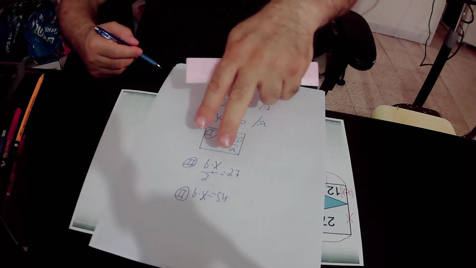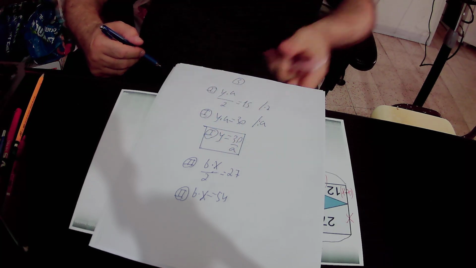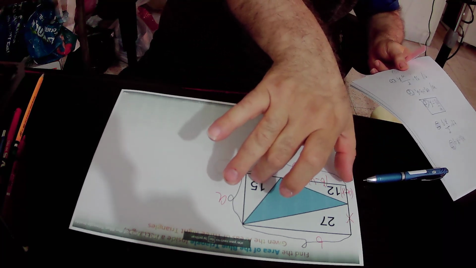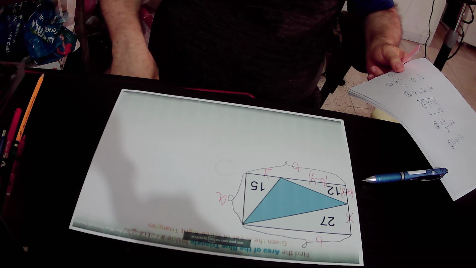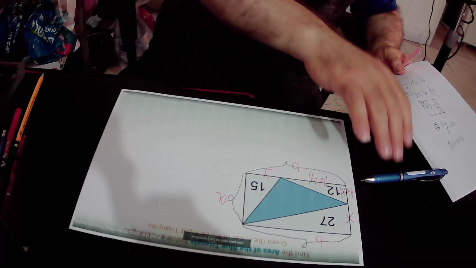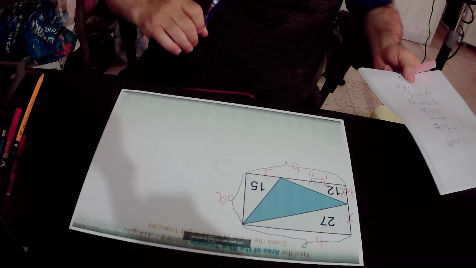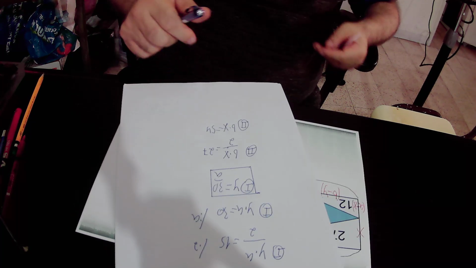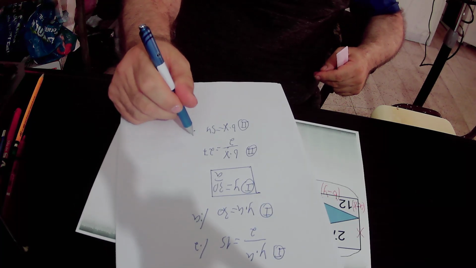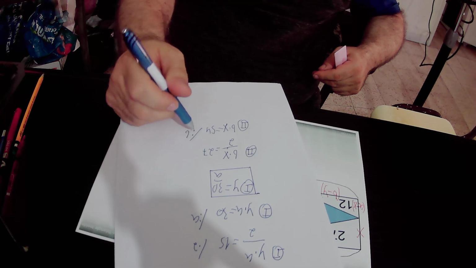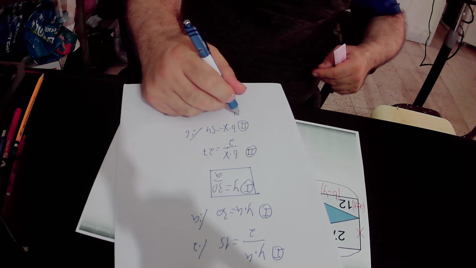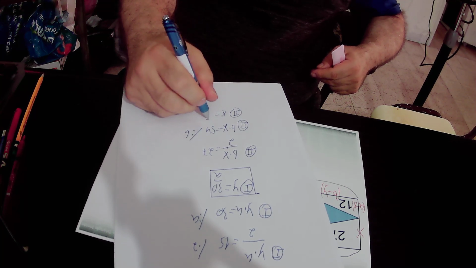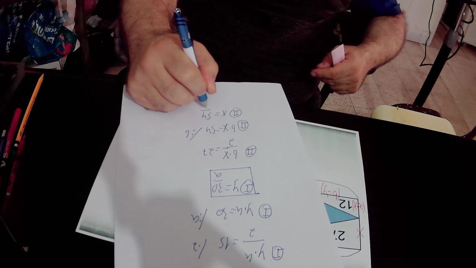Now we can divide both sides of the equation by b, because b is the length of this rectangle, so it can never be 0. It must be a positive number, so it is allowable to divide both sides of the second equation by b. So we will get that x equals 54 over b.